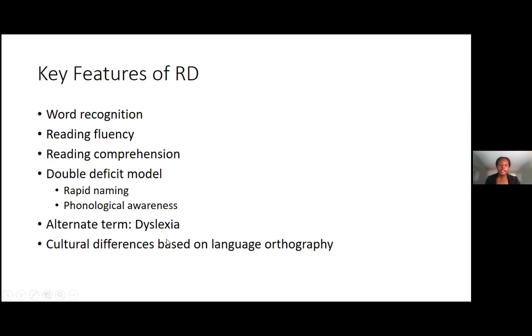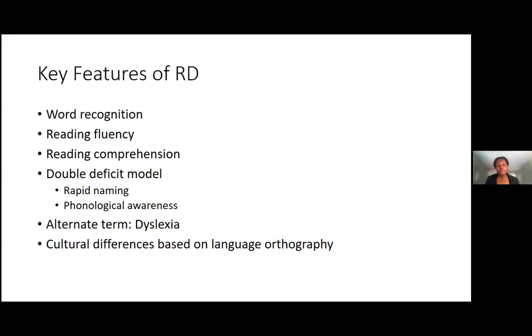Also want to note here that a term that you may frequently hear and come across is dyslexia. Dyslexia is a term that means many different things to different people. I find that in working with children and families in schools, this is something we usually have to take some time to explain: why my report, as a neuropsychologist, might say specific learning disorder with impairment in reading, but a report from a medical provider that they receive may refer to dyslexia.